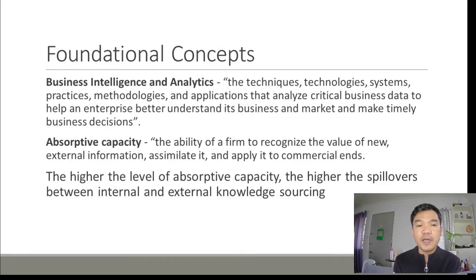Another important concept from the problem is absorptive capacity, because this paper has been viewed from the perspective of absorptive capacity, or the ability of a firm to recognize the value of new external information, assimilate it, and apply it to commercial ends. So basically, this is our ability to identify opportunities, assimilate or integrate them into our organization, and apply them. Assimilating means looking at the organization and how we can adapt that new information from external sources and apply it to commercial ends.